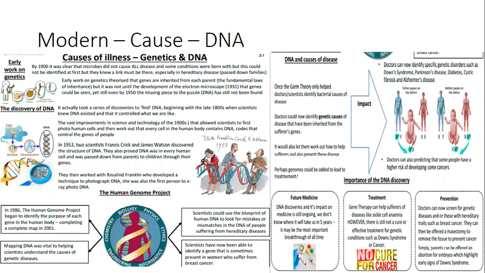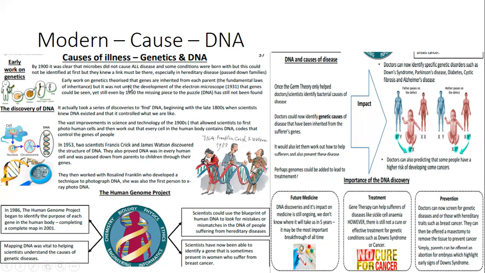So the first topic for today's video in keeping up with lockdown is DNA and the cause of disease. Now, if you were to get a question on why the cause of disease changed, we know about germs at this stage. So we've got to understand that genetics and DNA developed over time, and there were significant reasons for this. So early work on genetics: by 1900, it was clear that germs did not cause all disease, and some conditions people were born with, and they didn't really know why.